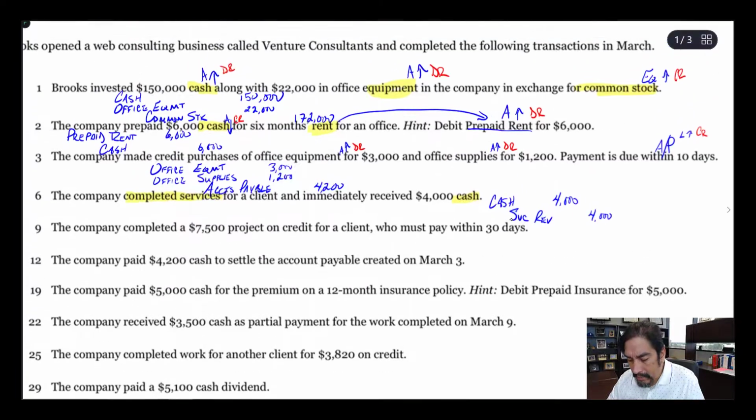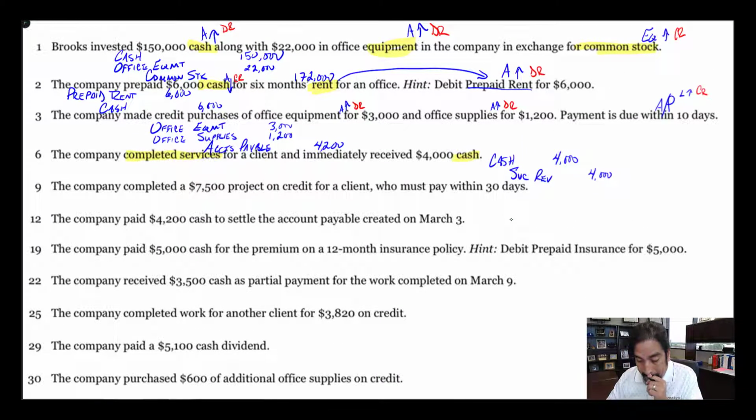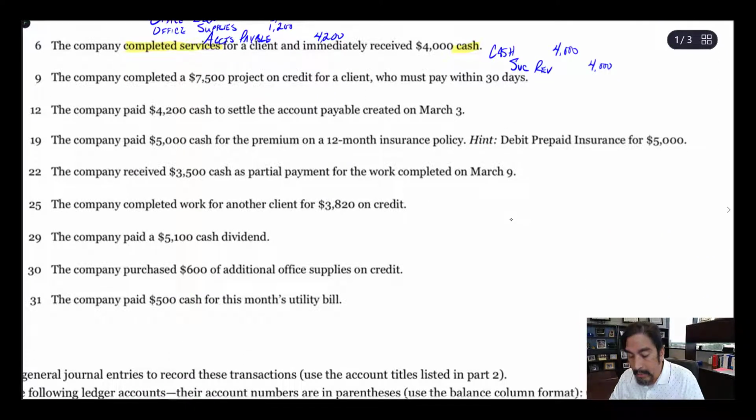This top one, we see that top one a lot where we bring in cash for common stock or we bring in some other asset for common stock. So number one, you should know that one because you're going to see it a lot. You should know all of these. But the one we just did here, number 6 also, that's a big one. Make sure that you are completely comfortable with recording earned revenue.